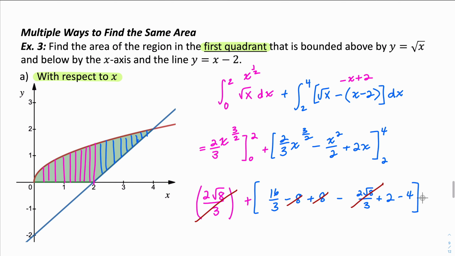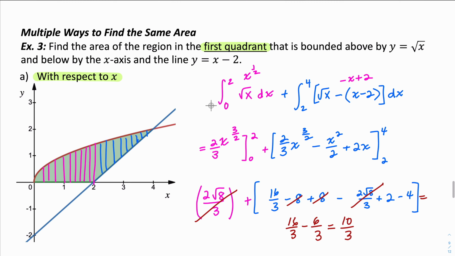And if you add all this stuff together, what do you get? Well, you're going to get 16 thirds and then minus 2. So 16 thirds minus 2, which is 6 thirds, which is 10 thirds. So this region, the area of that region, is 10 thirds. So that's what we have here. So this region has an area of 10 thirds.